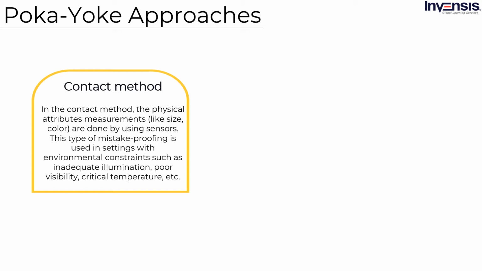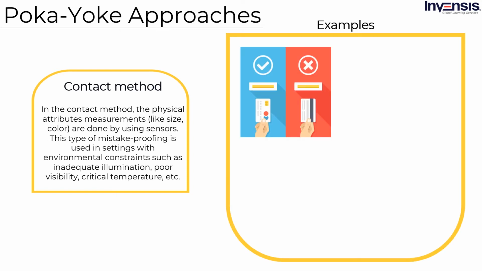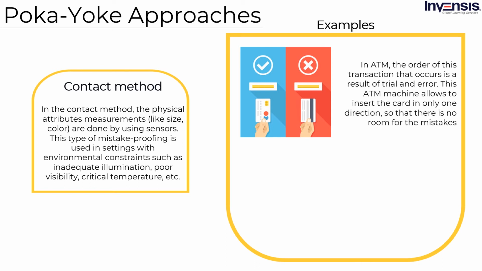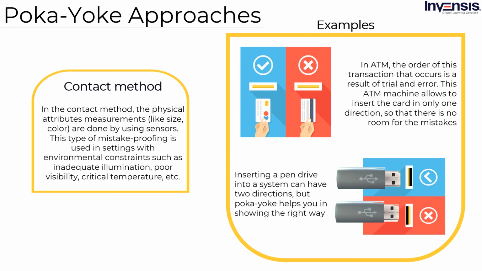When it comes to designing products, the contact method refers to adding asymmetrical appendages or modifying the part design to restrict the use of the product in only one orientation. An example of this method of Poka-Yoke can be seen at an ATM. The order of this transaction occurs as a result of trial and error. Before the user entered their card, completed the screen interaction and the cash was supplied, their card was returned. Inserting a USB into a system can have two directions, but Poka-Yoke helps you in showing the right way.